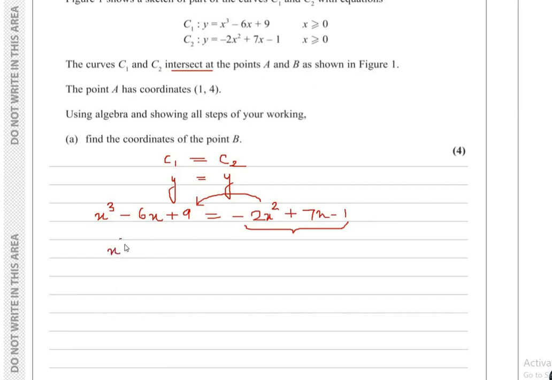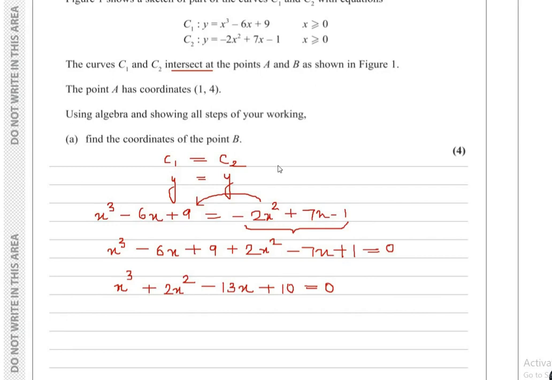So we can write it as x cube minus 6x plus 9 plus 2x square minus 7x plus 1 equal to 0. We can simplify this by combining like terms: x cube, plus 2x square, and combining the x terms, minus 6x and minus 7x gives minus 13x, and plus 9 and plus 1 gives plus 10, equal to 0. Now we have one complete equation, but we have to factorize it completely to get the point B as they have asked.